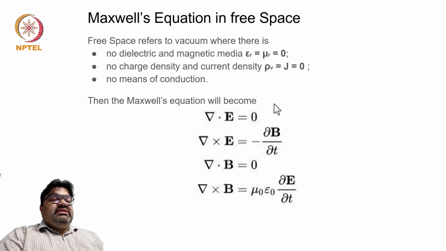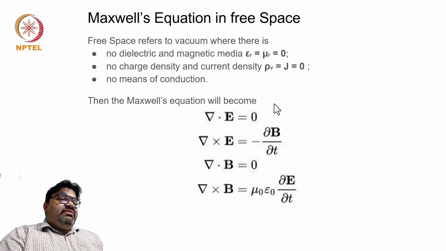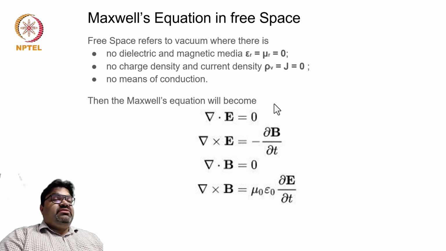Now, if we consider Maxwell's equations in free space, it refers to like vacuum where no dielectric and magnetic media is present. So epsilon and mu are all equal to 0, dielectric constant and permittivity. No charge density and no current density, so rho and J are also equal to 0, and no means of conduction. That reduces Maxwell's equations to del dot E equal to 0, del dot B was already 0, curl of E is minus del B del t, and curl of B is mu 0 epsilon 0 del E del t. These are Maxwell's equations in free space.